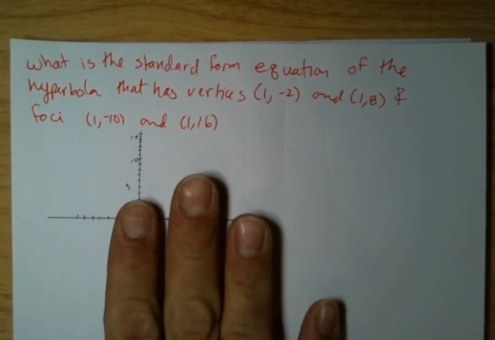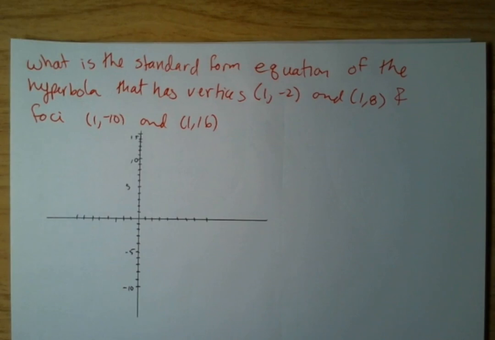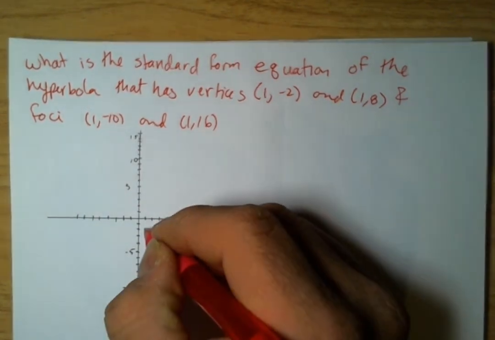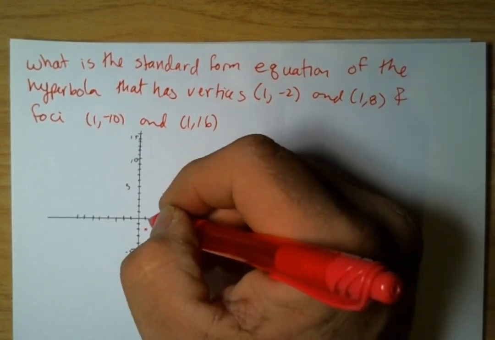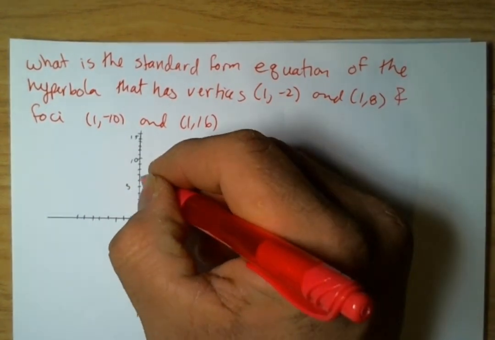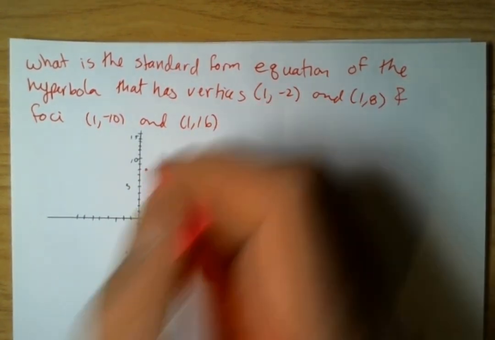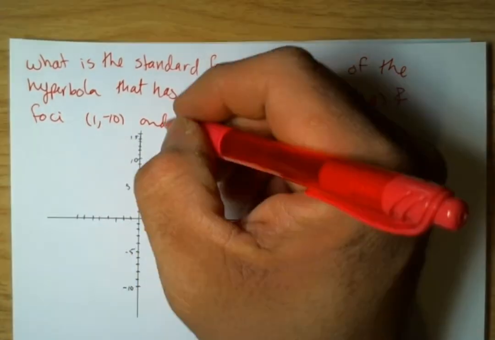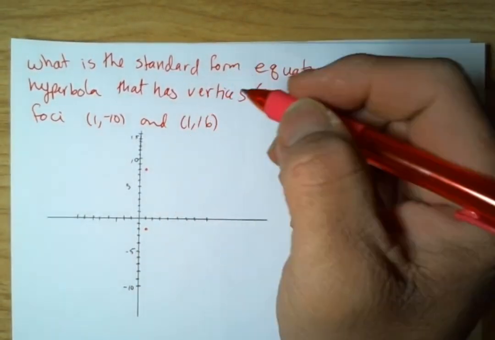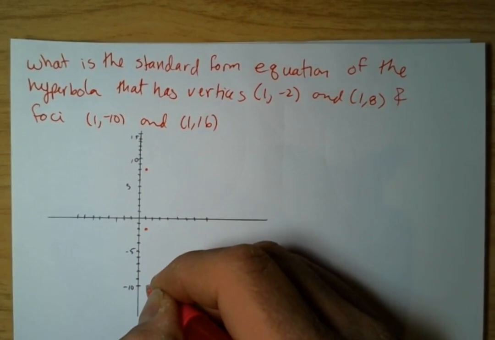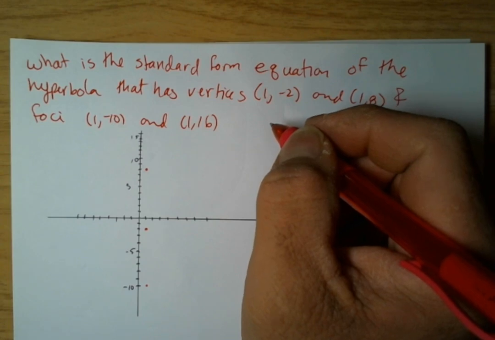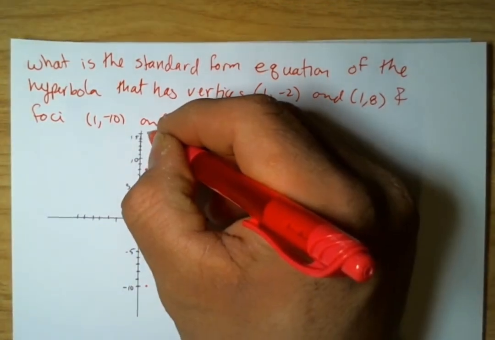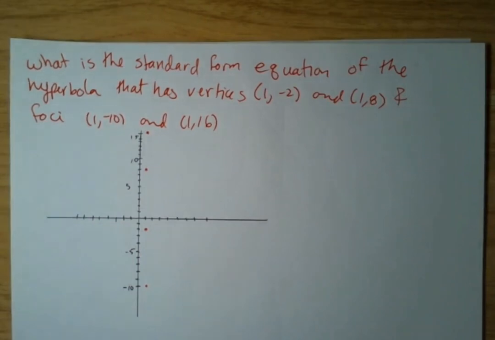Okay, so again, always start with our coordinate axis, right? Let's plot where these points are going to be. So vertices at (1, -2). So that's one vertex, and then (1, 8), so somewhere here. And then our foci are at (1, -10) and (1, 16). So that's somewhere up here. All right, so those are our foci.